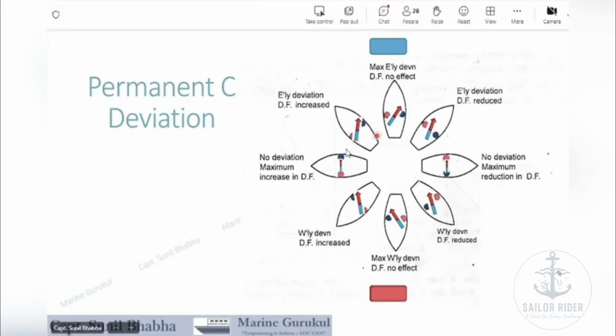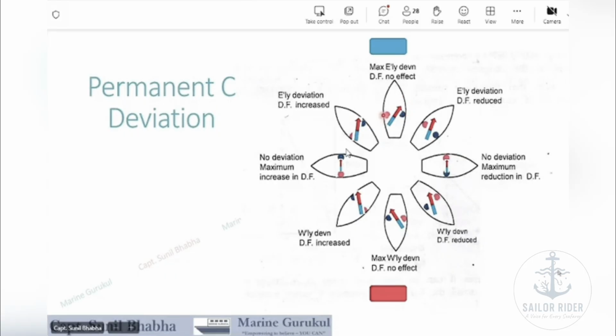Let's take the ship on the northerly heading first. Now, when the ship is on the northerly heading, we have the compass needle and these two poles affecting the compass needle. The blue pole is to the east of the compass needle. This blue pole attracts the red end of our compass needle and repels the blue end of our compass needle. Looking from top, the needle turns or swings clockwise, generating an easterly deviation.